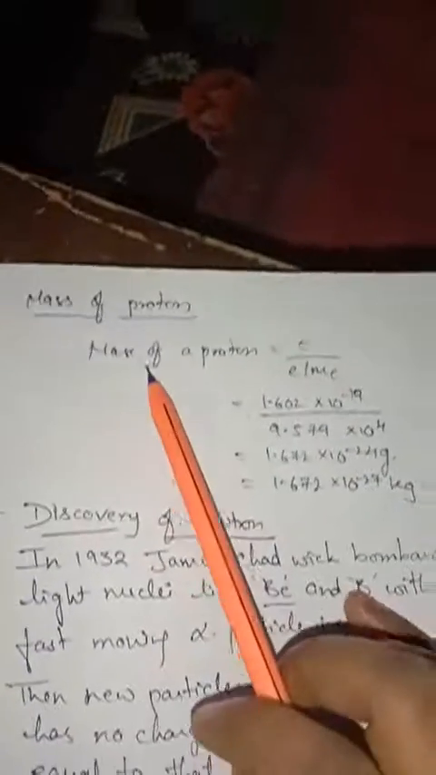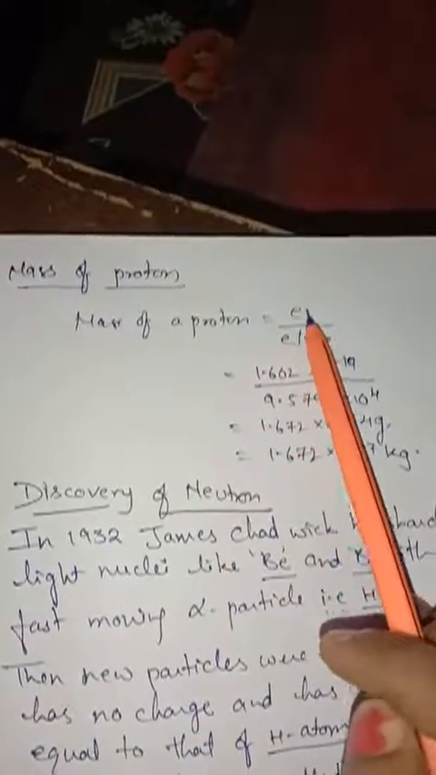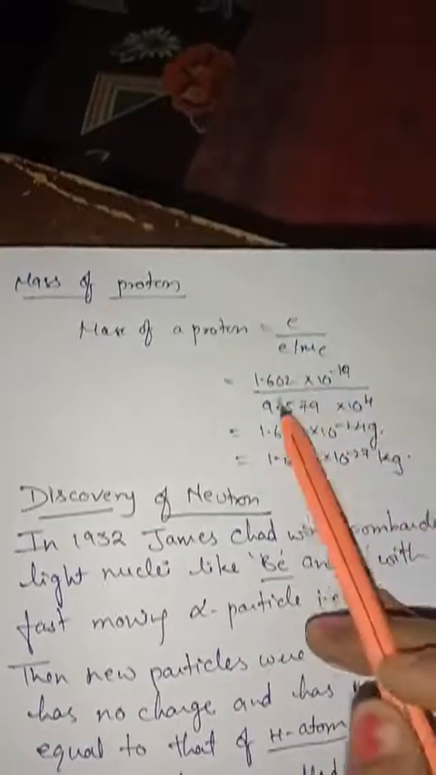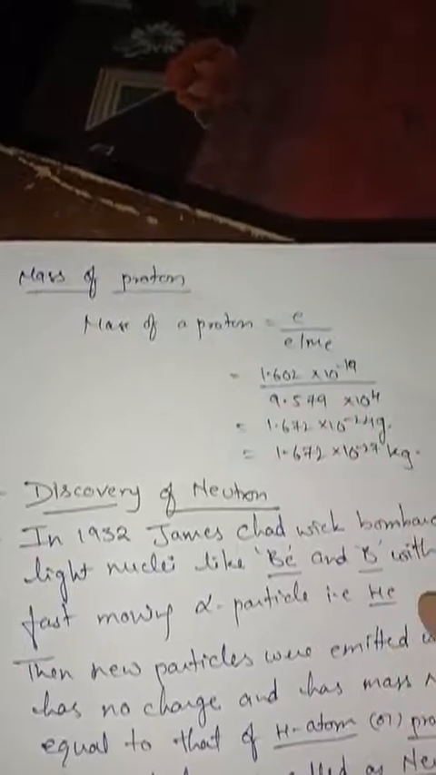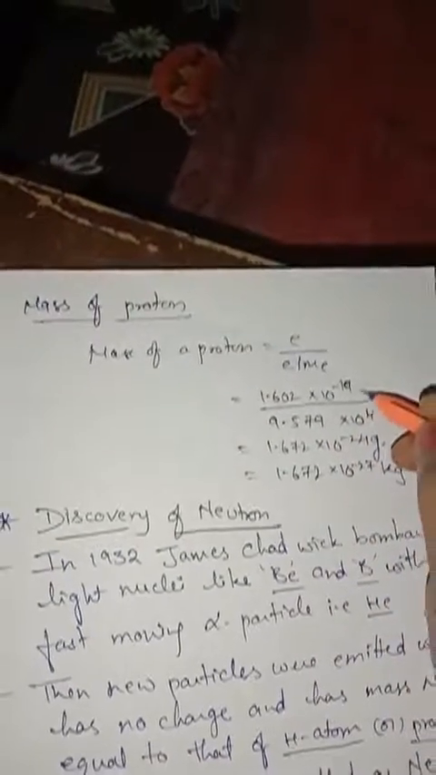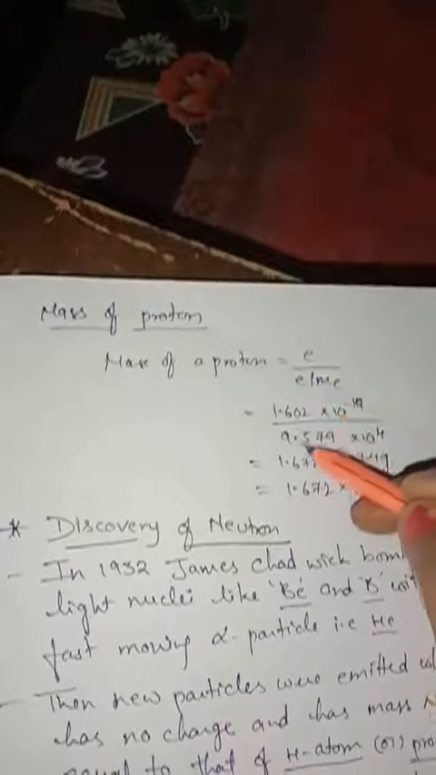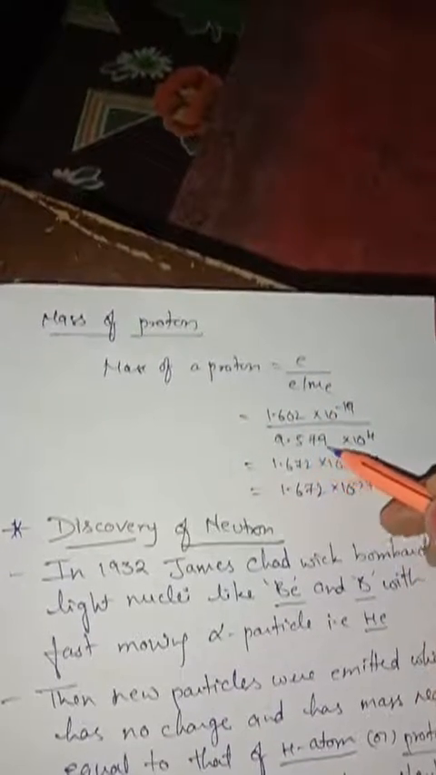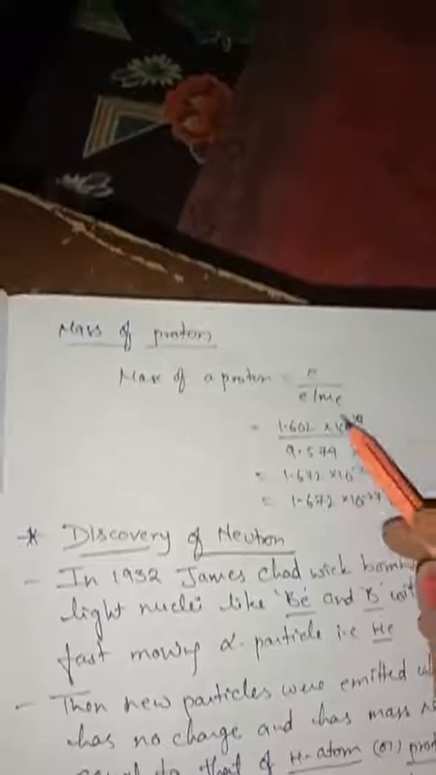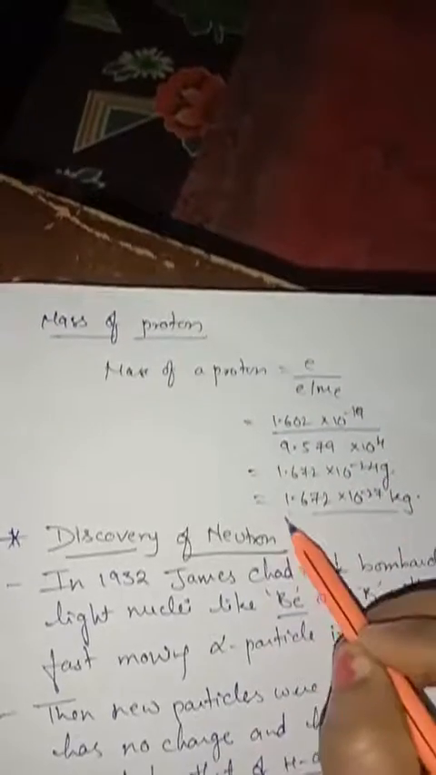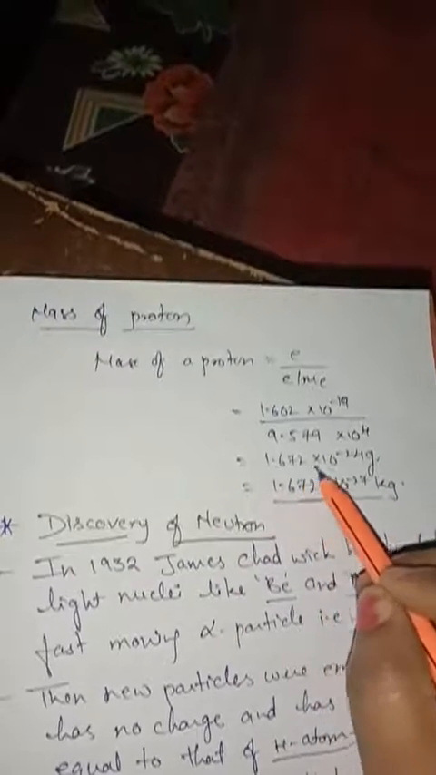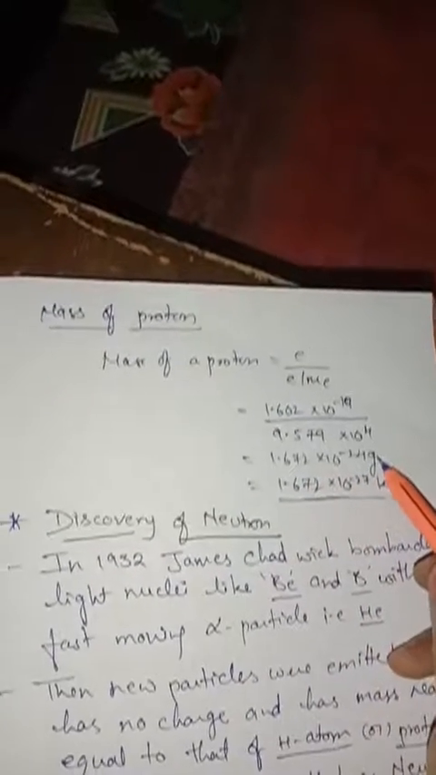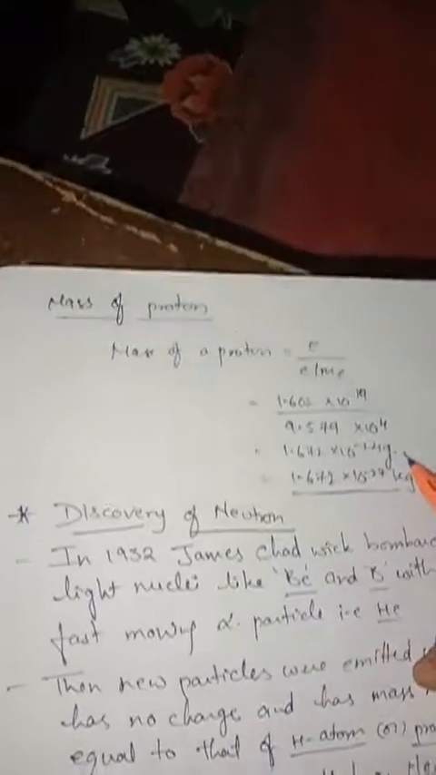That positively charged particle is nothing but the proton. If we want to find the mass of the proton, it is equal to e by (e/m). The charge is 1.60 x 10^-19, and the e/m value is 9.579 x 10^4. If we simplify, we get 1.672 x 10^-27 kg, or 1.672 x 10^-24 grams. So this is the mass of a proton.